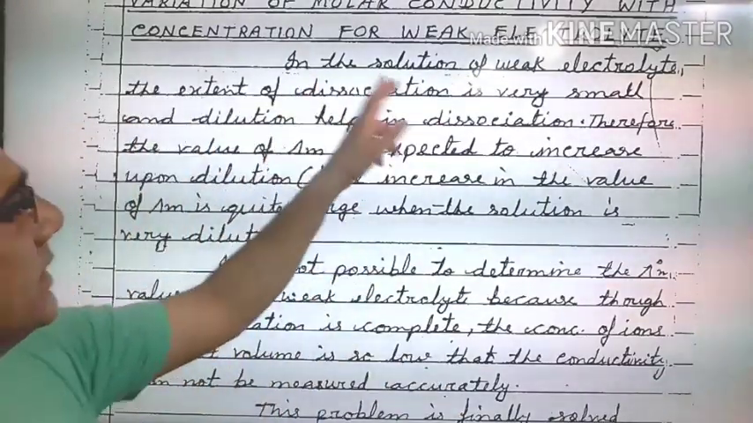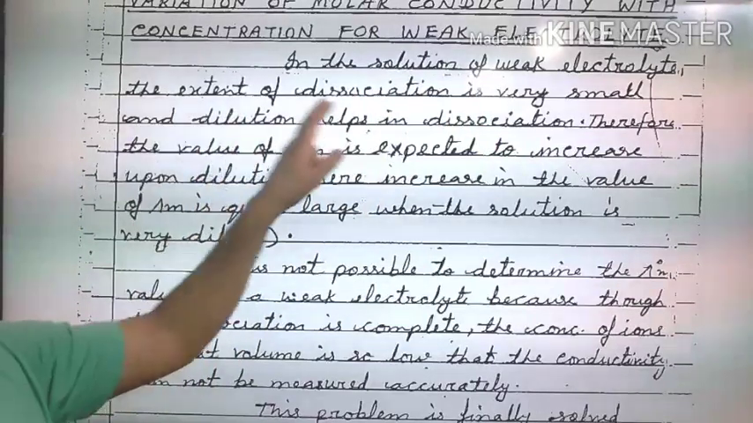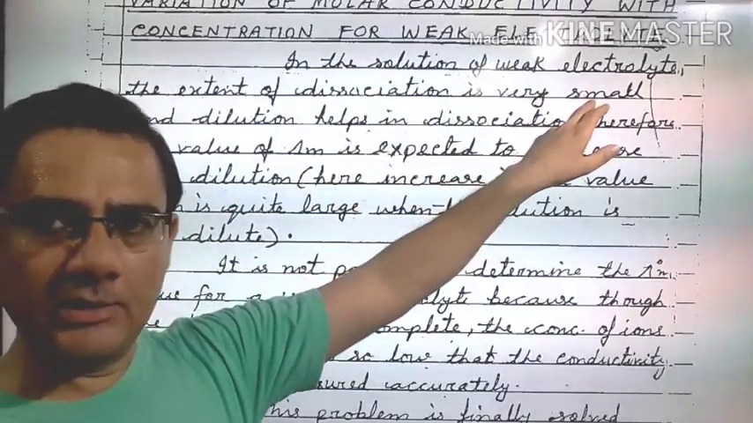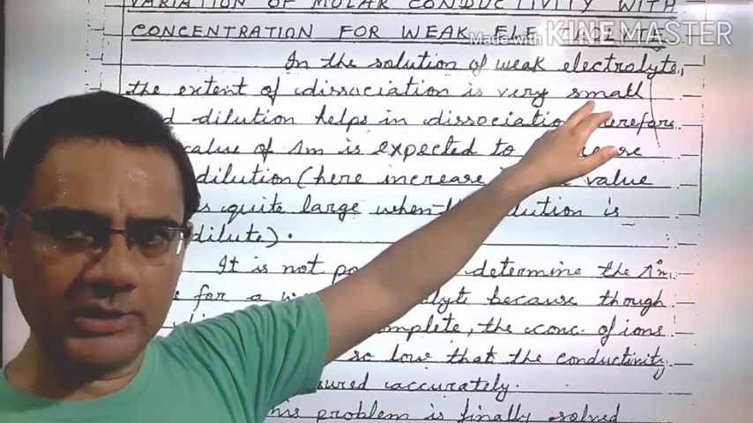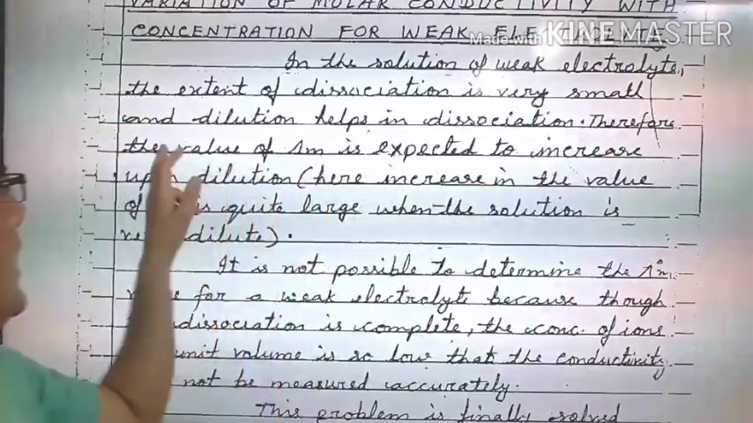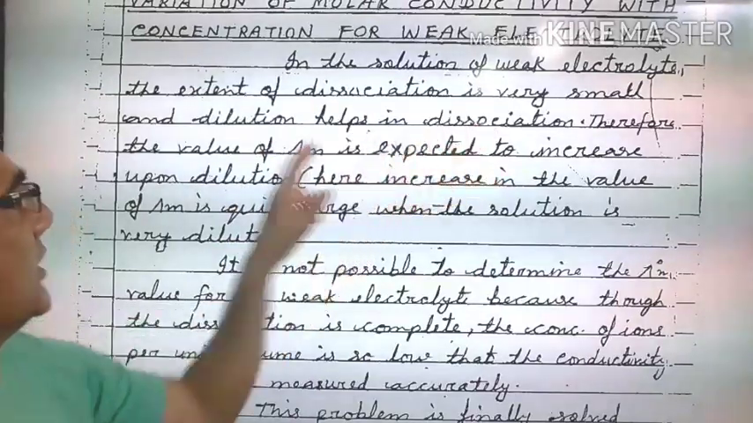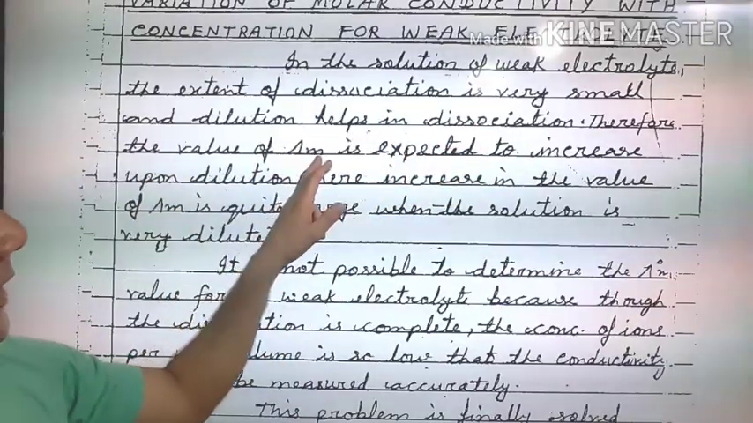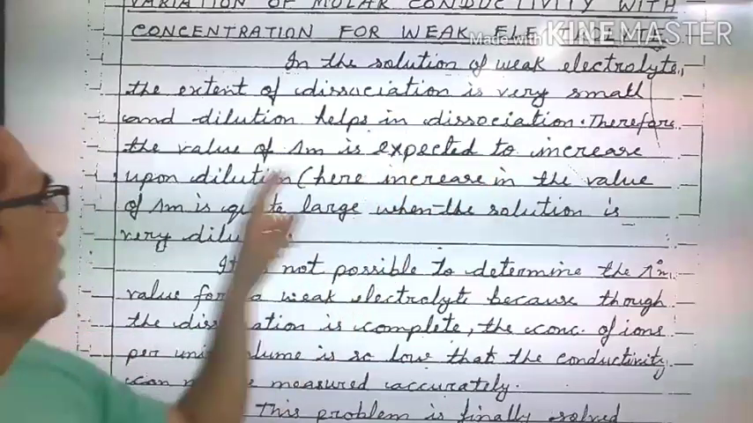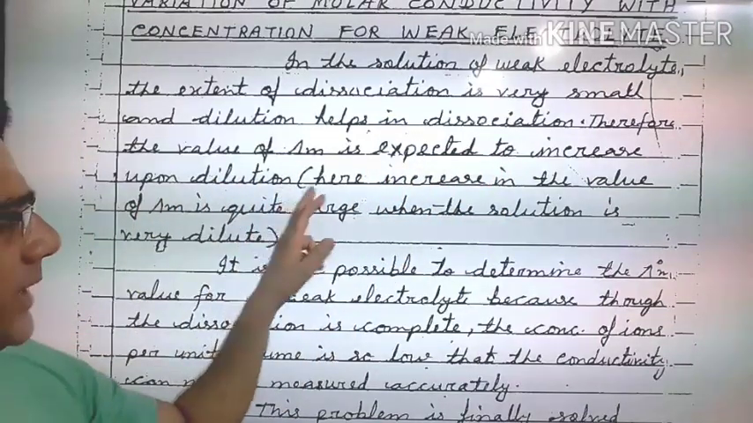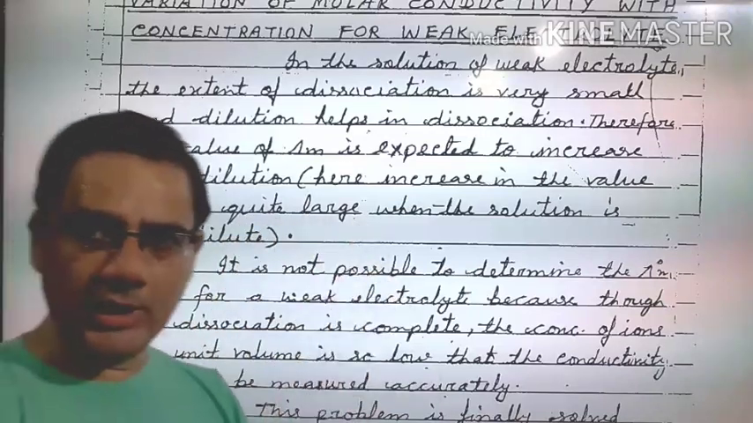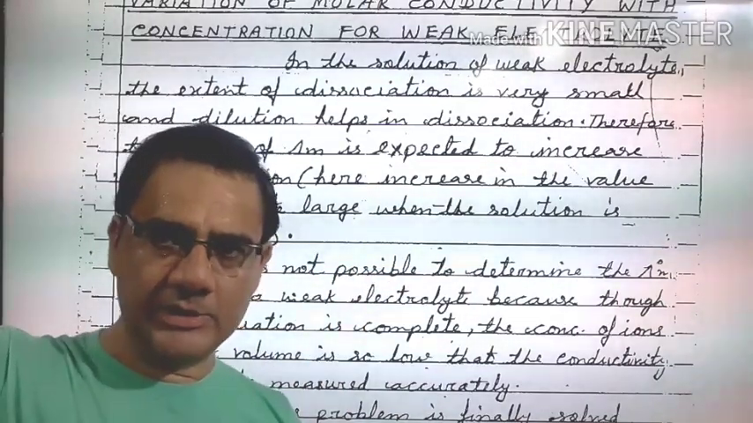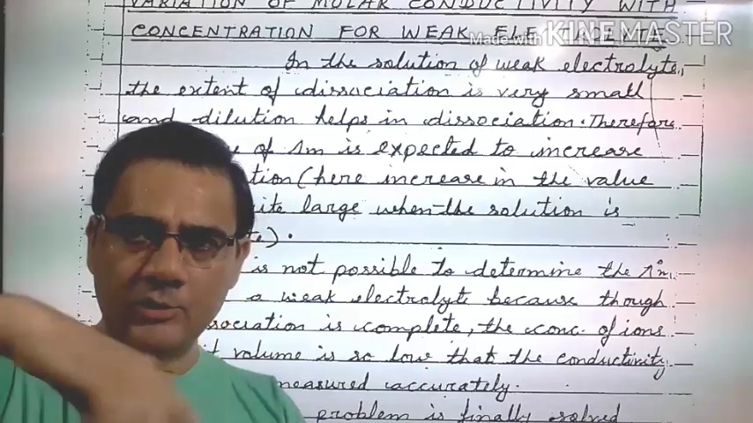See what is written in the solution of weak electrolyte, the extent of dissociation is very small. जो dissociation की जो extent है वो बहुत छोटी होती है, धीरे धीरे dissociation होता है, and dilution helps in dissociation. Therefore, the value of the molar conductivity is expected to increase upon dilution. Here the increase in the value of the molar conductivity is quite large. जो ग्राफ बनता है, जो difference आता है from the starting value to the final value, that is quite large.